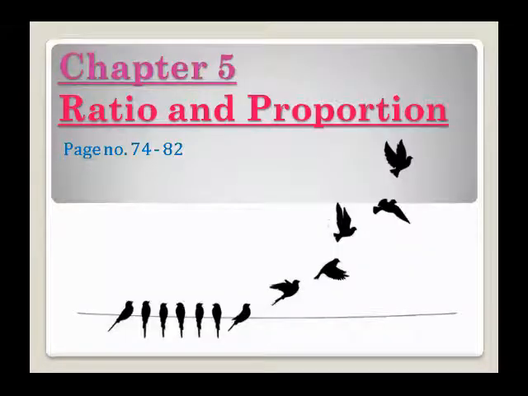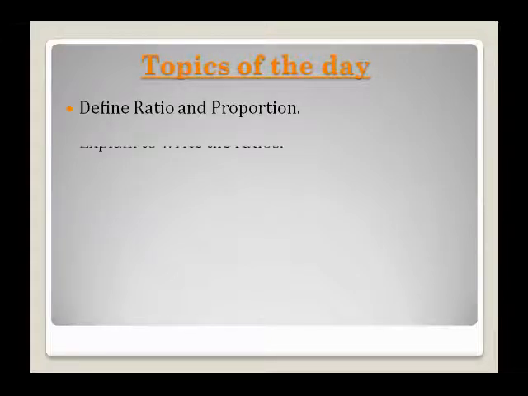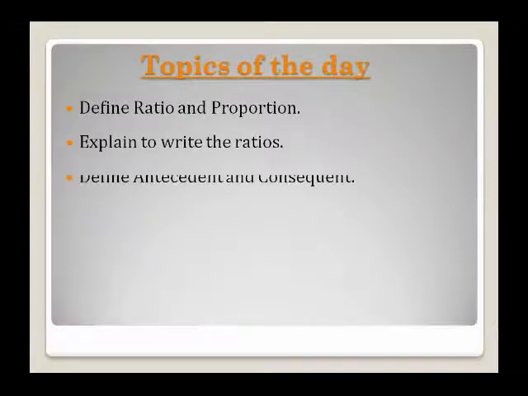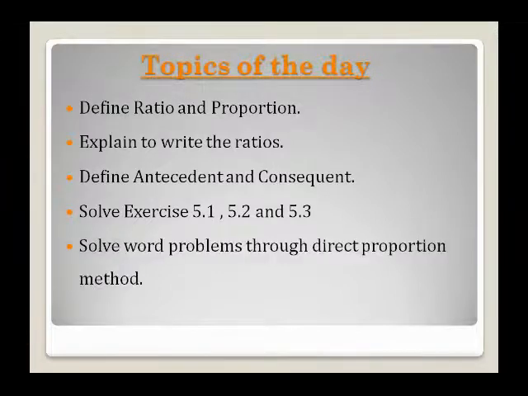Now here's the chapter number 5, ratio and proportion, on the page number 74 to 82. Here are the topics of the day. Define ratio and proportion. Explain to write the ratios. Define antecedent and consequent. Solve exercise 5.1, 5.2 and 5.3. Solve word problems through direct proportion method.